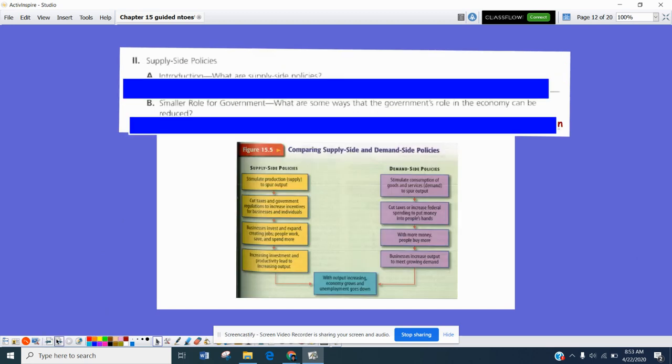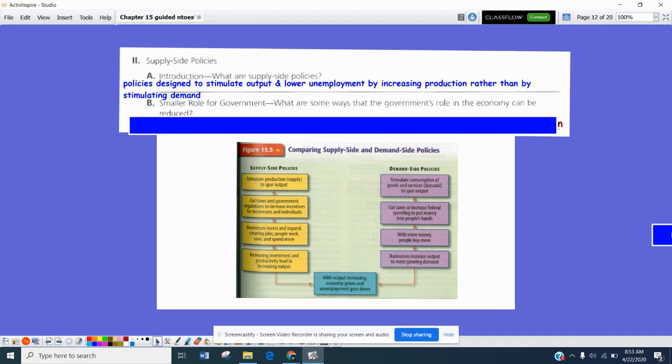That's demand side. We're going to talk about supply side. So, what is supply side policy? This is policy designed to stimulate output and lower unemployment by increasing production rather than stimulating demand. Now, there's a downside. Anytime that you build up supply, that might mean at some point you have too much on hand. And if you have too much on hand, then that might eventually lead to some issues with employment and such. So, there's a smaller role for government here.